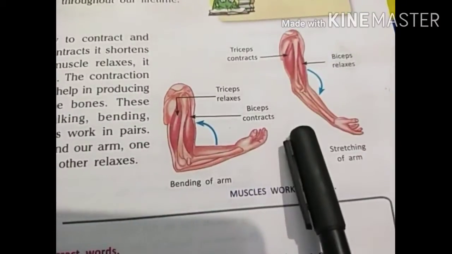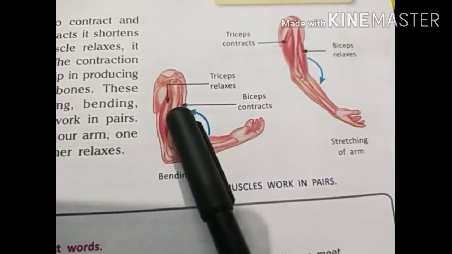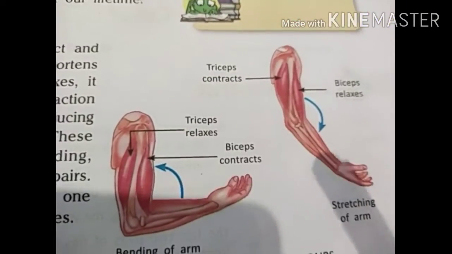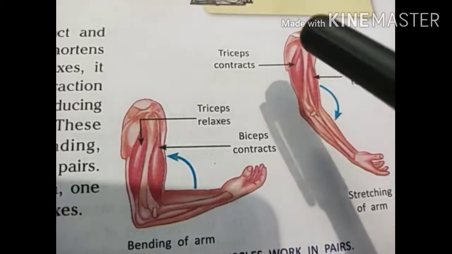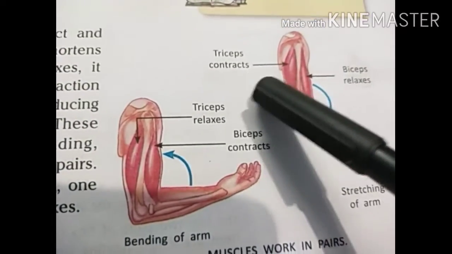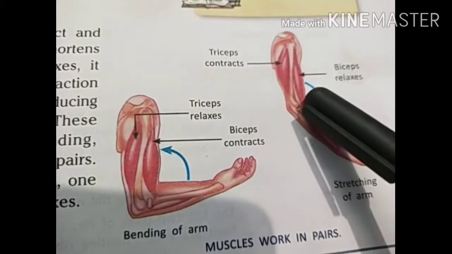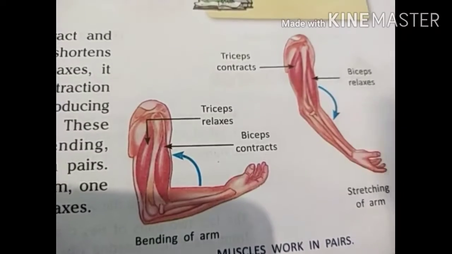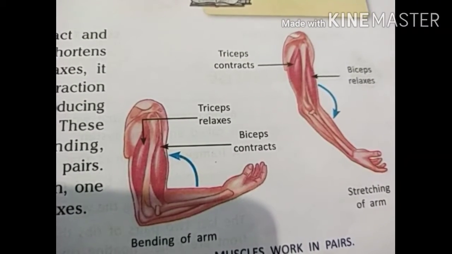Okay, so they always work in pairs. You can see the picture. Muscles work in pairs. How do the muscles work in pairs? Like, see, these are the arm muscles. Here you can see the tricep muscle contracts, and here the bicep relaxes. These are the two muscles. One contracts and the other one relaxes.